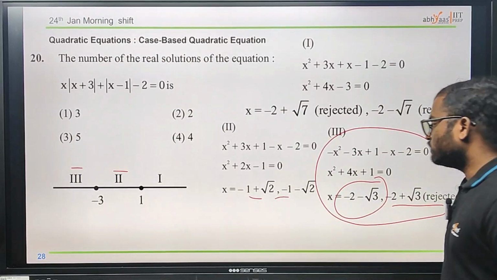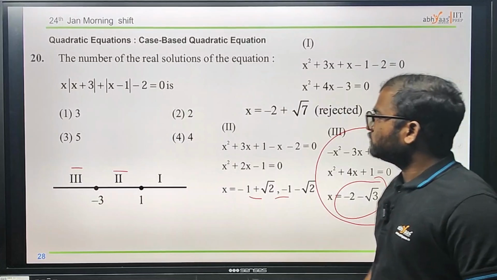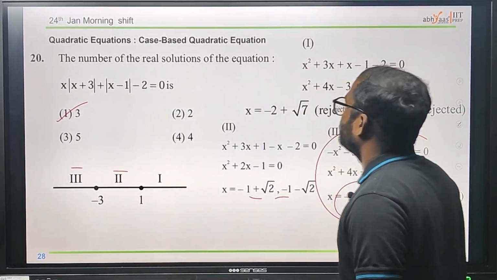How many solutions did we get? 3 solutions. That's how we got the 3 solutions in this quadratic equation relation.